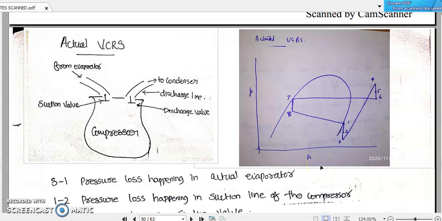All of you learn this portion by drawing this pressure enthalpy diagram. This can be asked in your university exam.